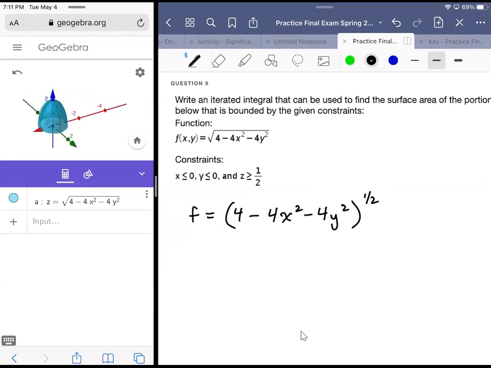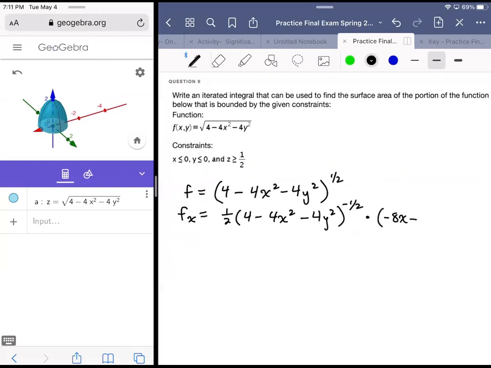It gave us everything in terms of x's and y's. So we're in good shape there. But if we had to evaluate that iterated integral, then we might choose to change coordinates. All right. So let me figure out f sub x, which is 1/2 times 4 minus 4x squared minus 4y squared to the negative 1/2 times negative 8x minus 8y.